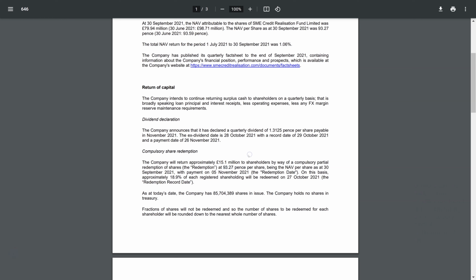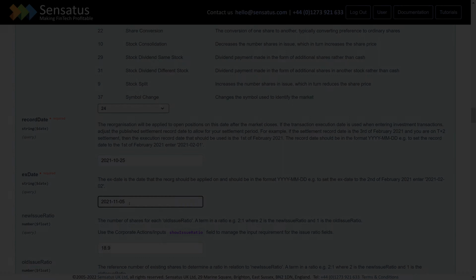The shares will be repurchased on the 5th of November 2021, i.e. the ex-date. 18.9% of each registered shareholding will be redeemed on the 27th of October 2021, i.e. the settlement record date. Assuming the date used when entering investment transactions is the execution date and not the settlement date, and allowing for T+2 settlement, set the execution record date to the 25th of October 2021 and the ex-date to the 5th of November 2021.